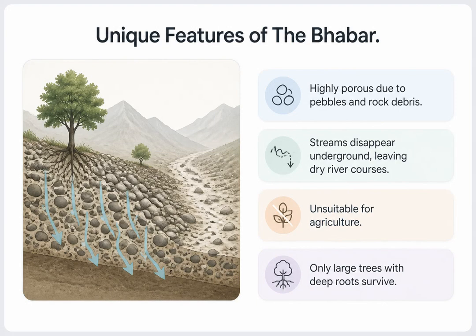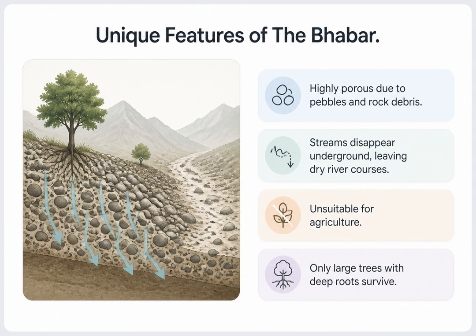The most unique characteristic of the Babar is its extreme porosity. Because those alluvial fans are made of large pebbles and rock debris, water slips right through them. As a result, mountain streams actually disappear underground when they reach the Babar, leaving the surface river courses completely dry, except during heavy monsoon rains.